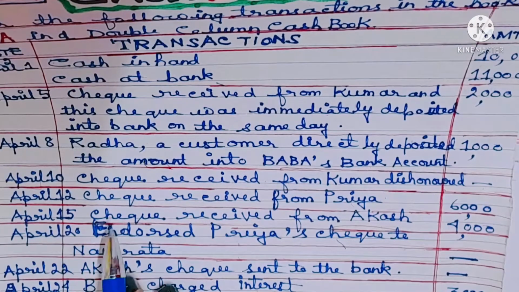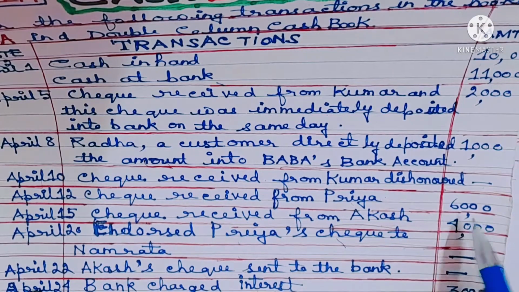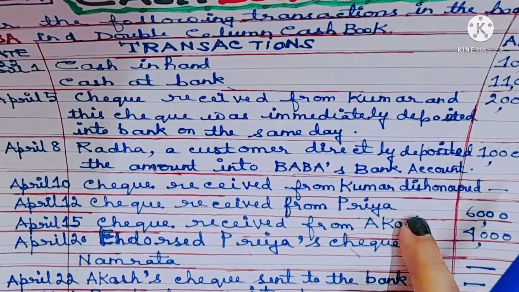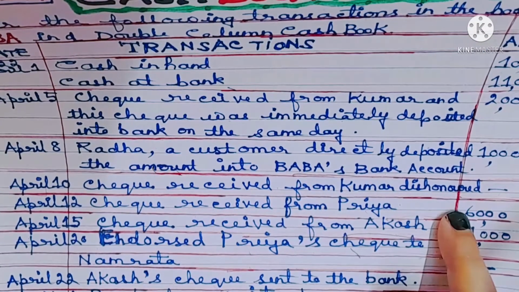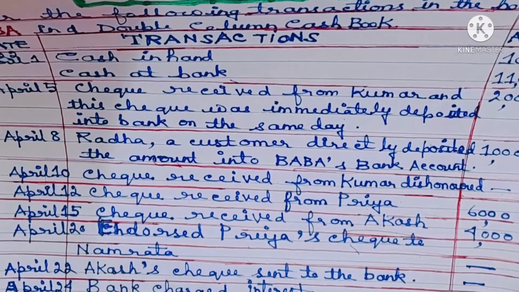The next transaction is on 12th April, check received from Priya 6000. Was the check sent into bank on the same day? Nothing is mentioned here. So let's go through the other transactions and see.